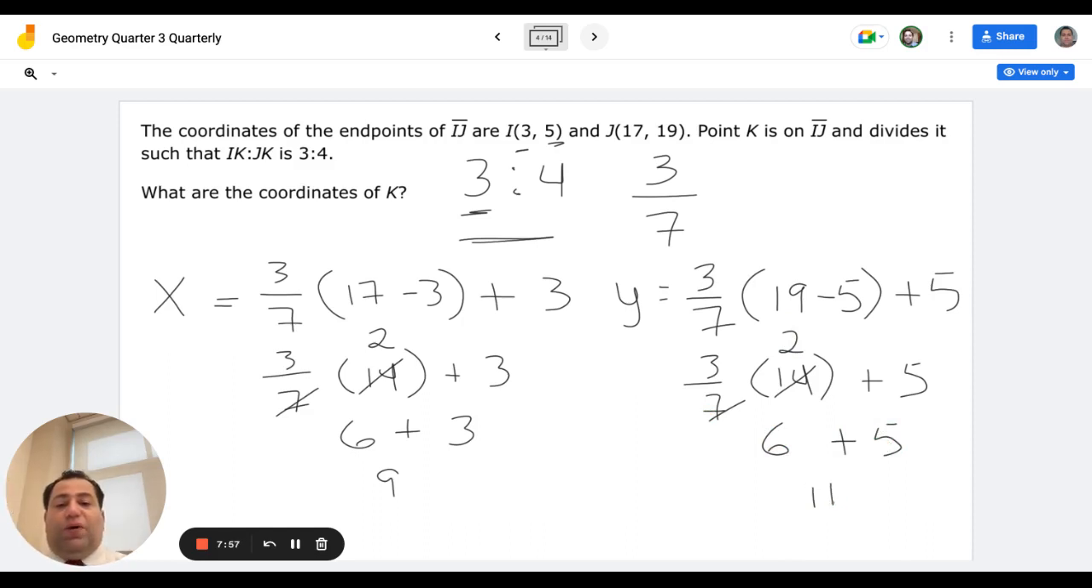So when we partition our line segment, we're going to end up at (9, 11). (9, 11) is 3/7 of the way from the starting point. All right, why don't you give that partitioning a line segment question a try?